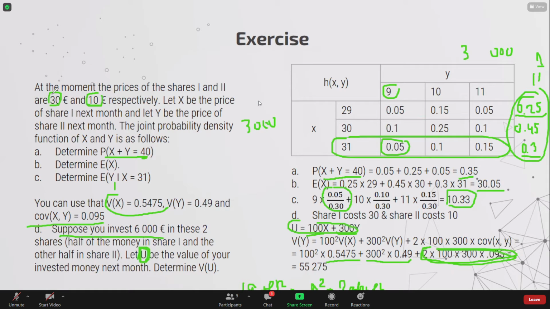So we know that the first stock price is 30 per share, but we have to invest 300 because that's the half. So 3,000 for stock X and 3,000 for stock Y. That's the total amount of money we can set aside for stock X. But we know the price per share is 30, so the number of shares we can buy is just 100 for X and then 300 for Y.